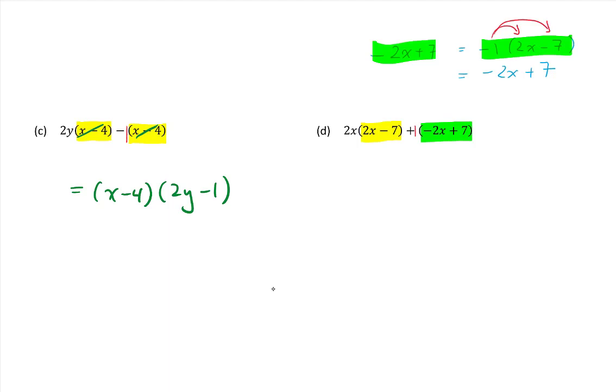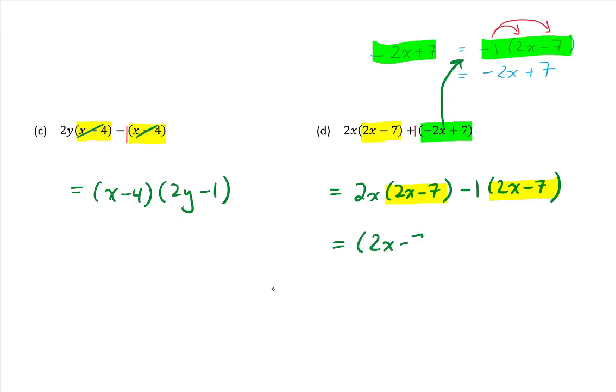So what I'm going to do here is rewrite this expression. So I have 2x times 2x minus 7, and then I said that this is the same as this, so that's minus 1 times 2x minus 7. So if we look at this closely, we have 2x times 2x minus 7 and negative 1 times 2x minus 7. So our common factor is 2x minus 7, and what we're left with is 2x minus 1. So there's the factored form for that expression.